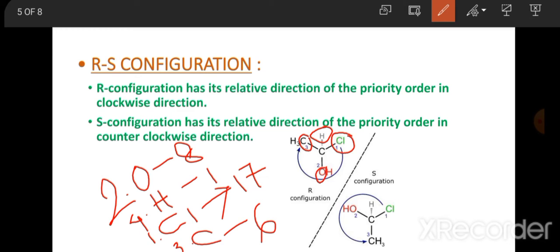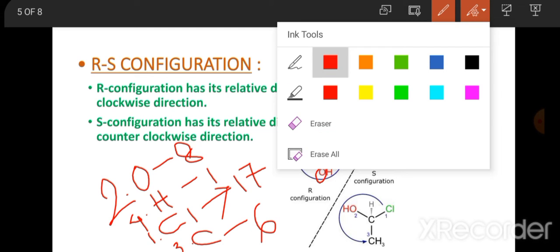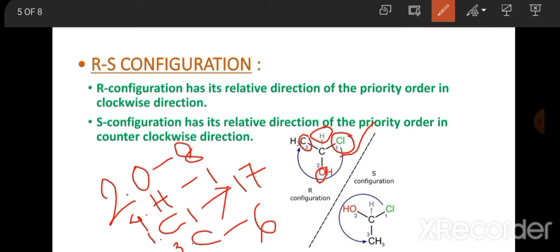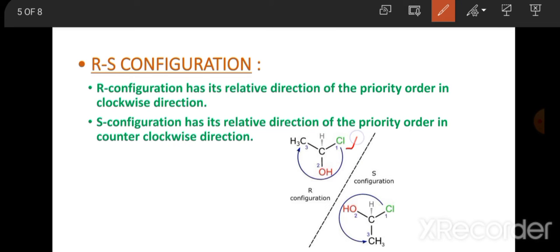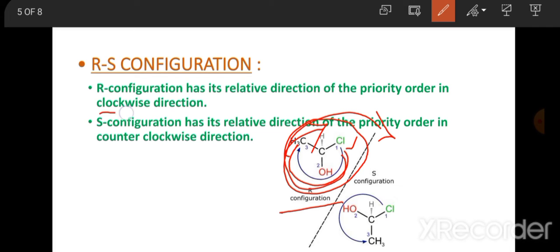So 1 chlorine, second oxygen, third carbon, fourth hydrogen. So chlorine 1, then it goes 1 to 2, 3, 4. That is clockwise. So it is clockwise, that's why it is R configuration, because the clockwise direction of priority order is R configuration.